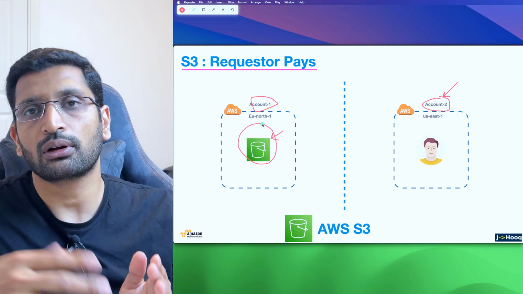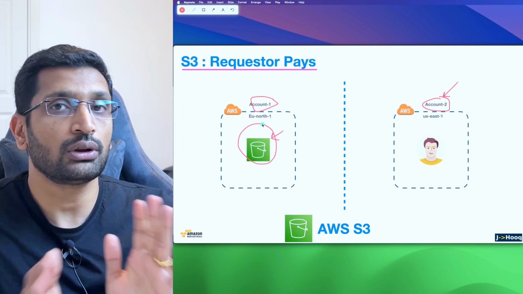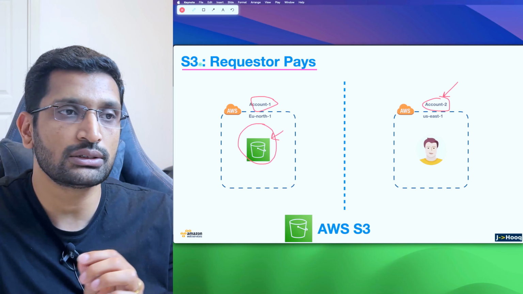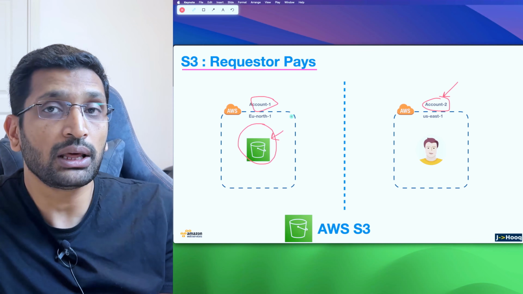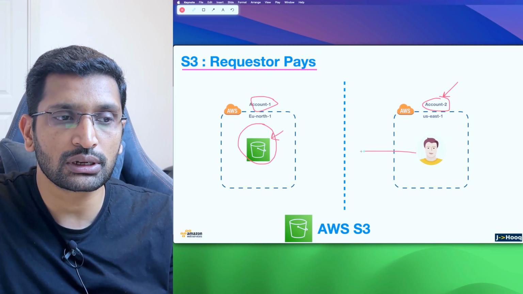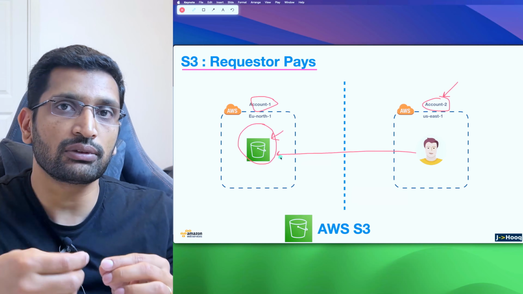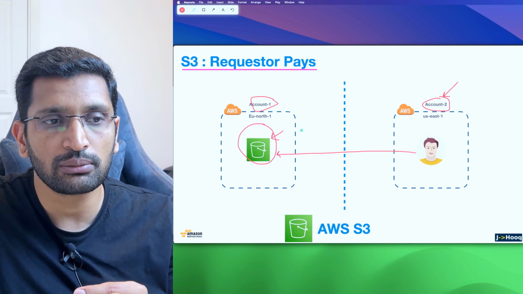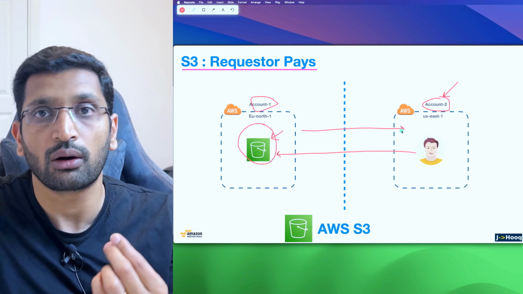But in case your client is trying to access the objects in that bucket, then you don't want to bear that cost. In that case, you can enable the Requester Pays option, which implies that when a requester is trying to access, suppose this user makes a request to access the bucket, then that request will be charged to the account which is requesting that particular object.